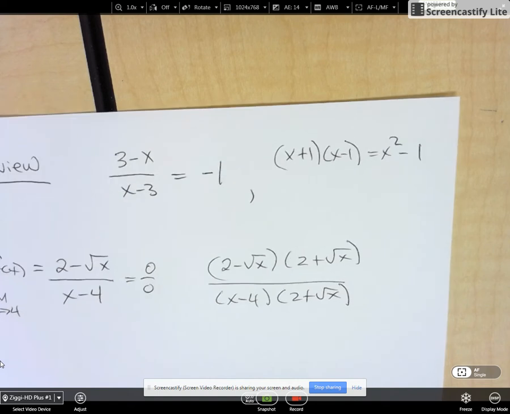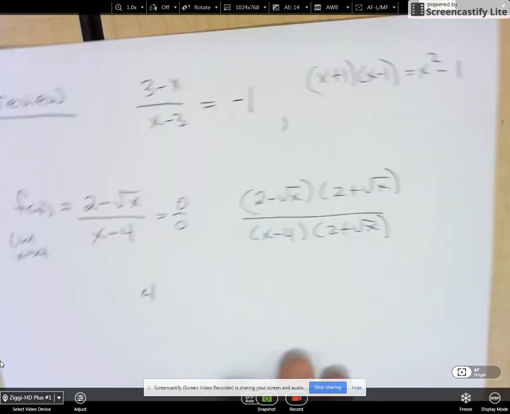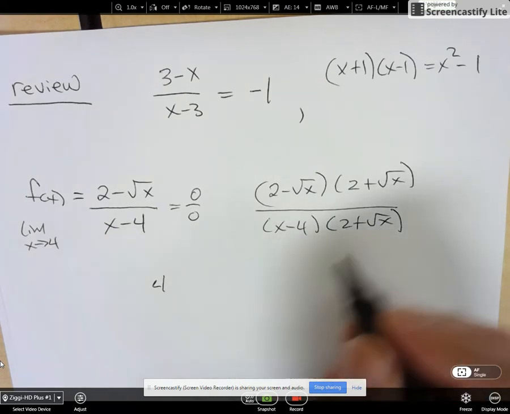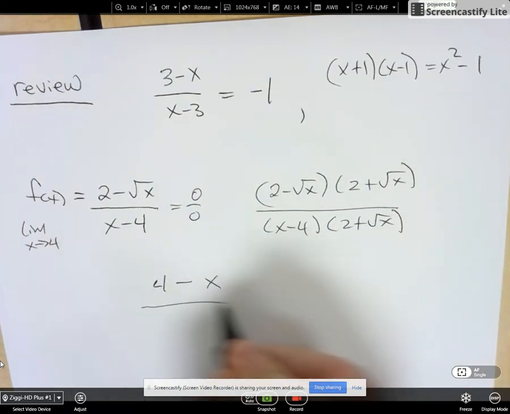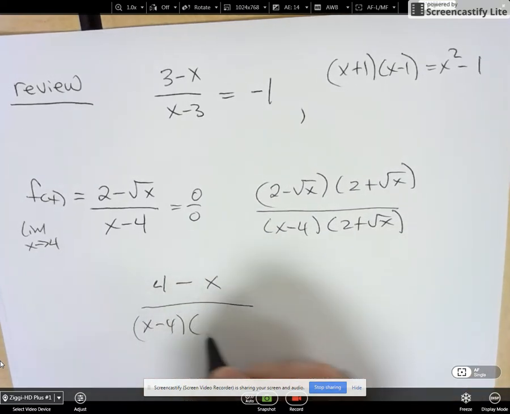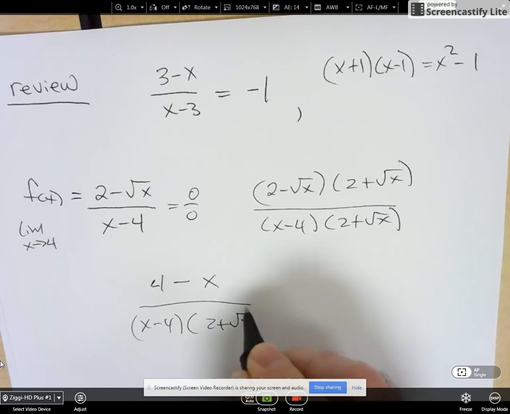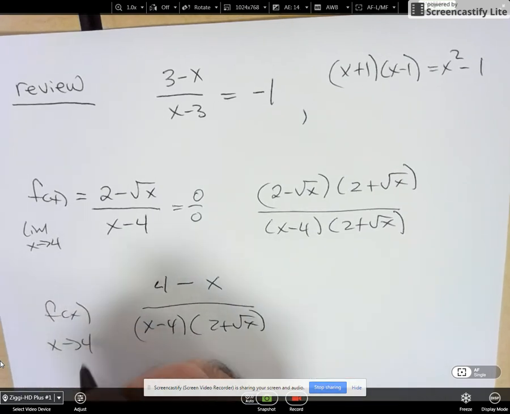So now I just got to number crunch a little bit. 2 times 2 is 4. Minus rad x times rad x is just x over, and don't even do anything with this bottom. Just go x minus 4 times 2 plus rad x. And this is still f of x, still limit as x approaches 4.